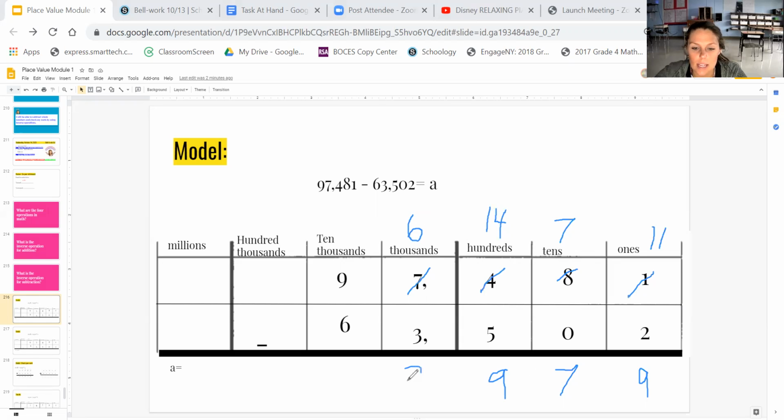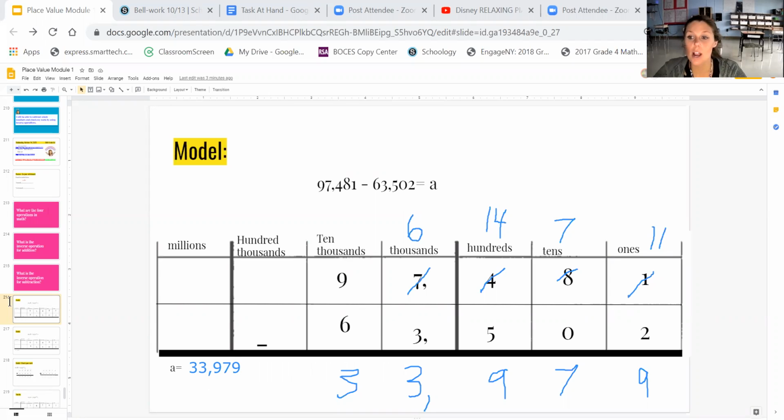6 minus 3 is 3. 9 minus 6 is 3. So I'm saying my value of A is 33,979. Now, I would like to take a second and try to solve and see if that's correct.